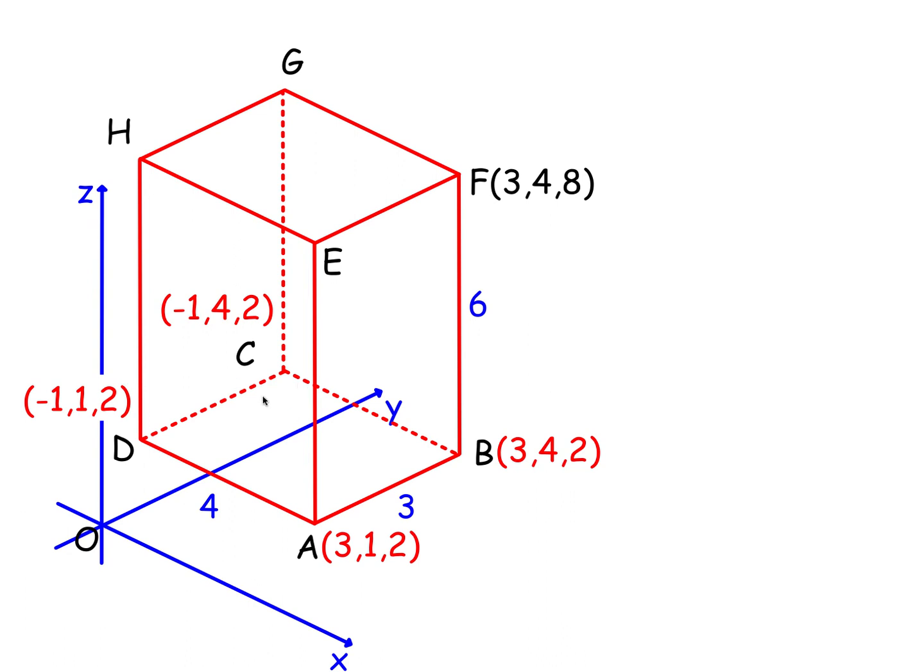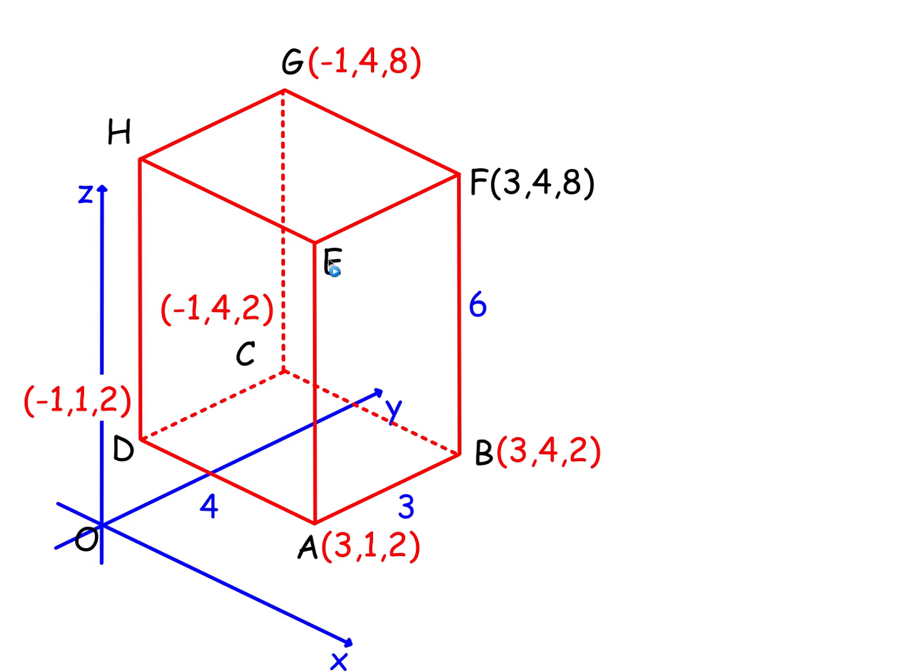Now you can do the same with all the various points. Simply, for example, comparing F and G. From F to G, that is 4 units long in the X direction. So you take 4 off the X coordinate of F. This 3 goes down to -1. The other coordinates stayed the same, the 4 and the 8.